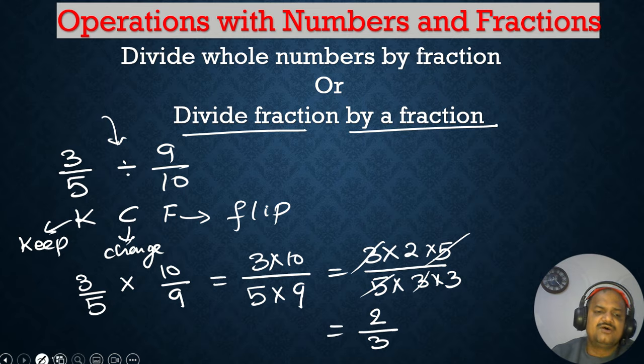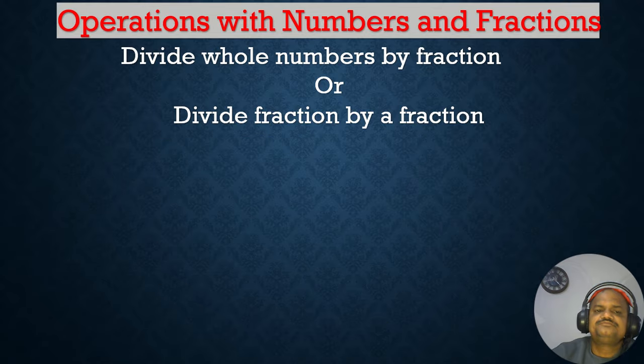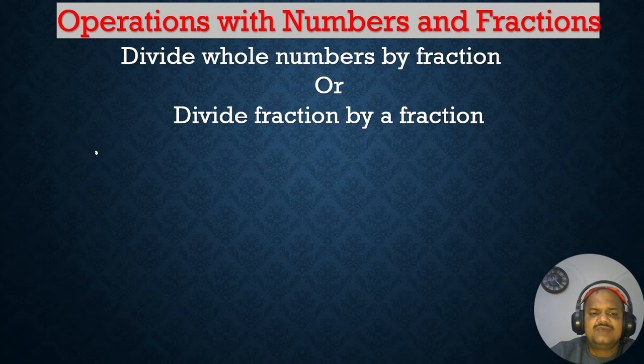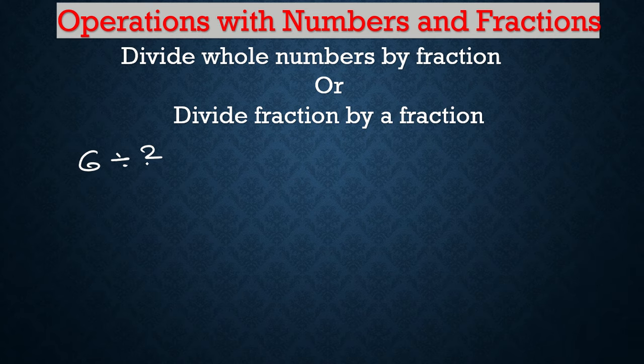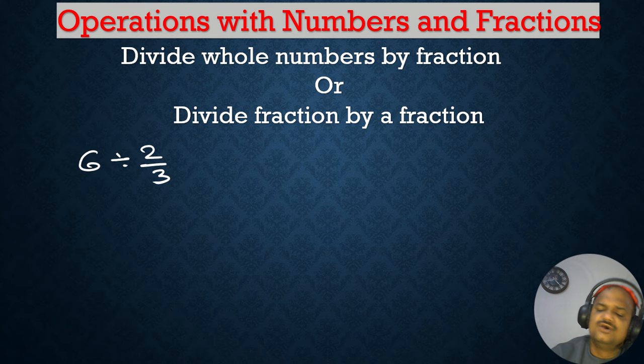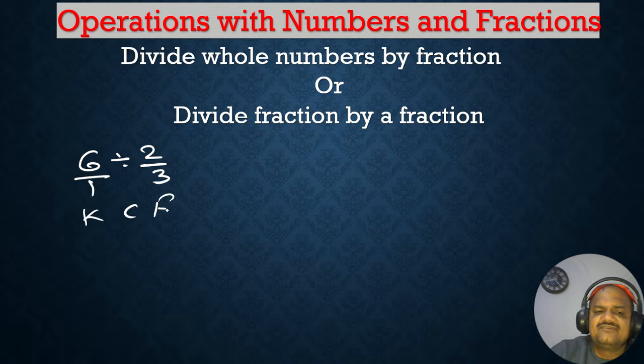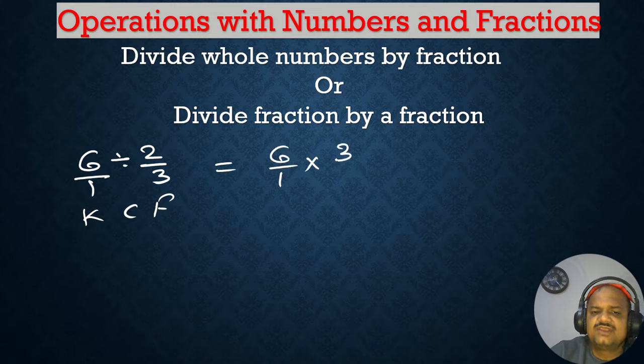Okay. Now, another question can be divide whole number by a fraction. For example, you have to divide 6 by 2 over 3. Now, you can do by the same way. How? 6 is not having any denominator. So what you can write? Denominator as 1. And now use KCF. Okay. Just pause the video and finish the question quickly. So this will be 6 over 1 times 3 over 2. So 6 times 3, 18 over 2. 18 over 2 means 9.